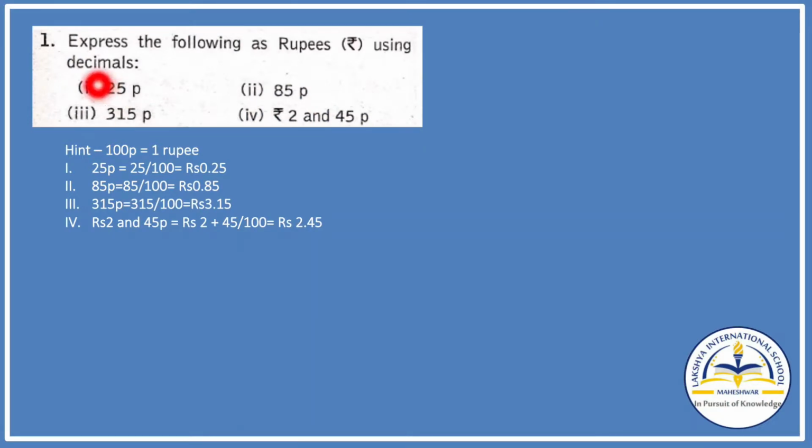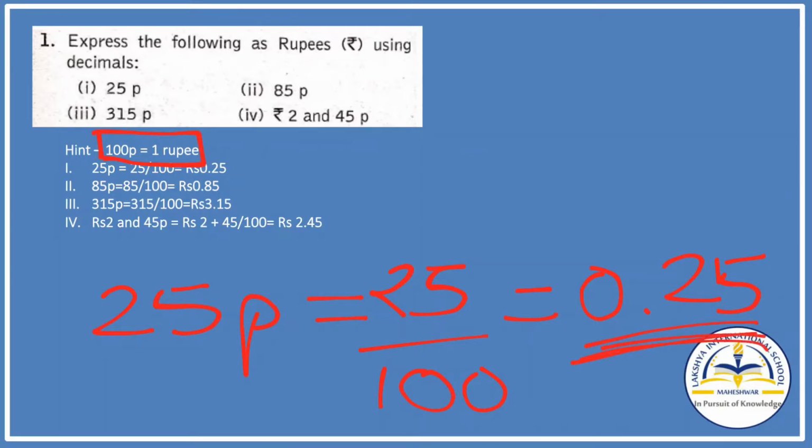Now in the question, 25 paisa. Here the value is given in paisa, that is 25. Now we know that in 1 rupee there is 100 paisa, so 25 paisa equals 25 divided by 100, it means 0.25. In 1 rupee there is 100 paisa, so we have to divide by 100 to know how many rupees there are for 25 paisa.